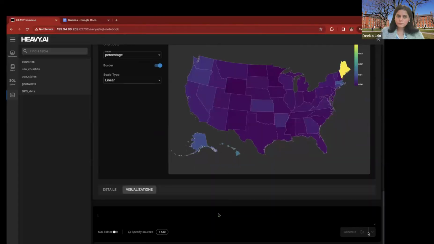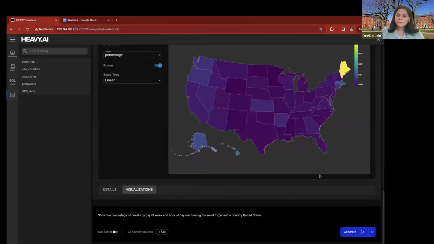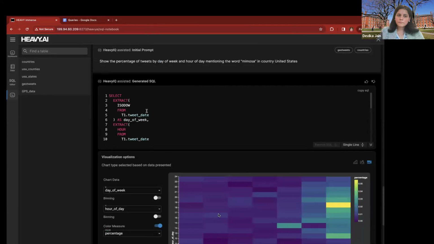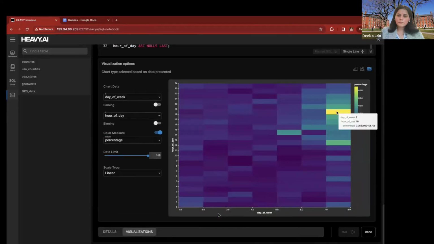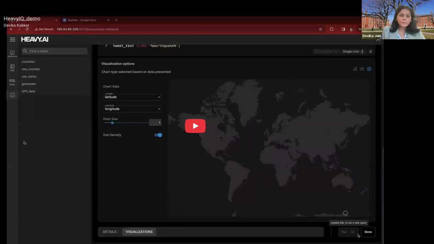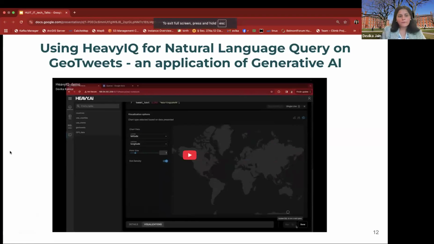Getting to a slightly more complex query, we can do spatial temporal queries such as asking the percentage of tweets by day of week and hour of day mentioning the word mimosa in United States. Here you see the complex query that is generated with the spatial temporal joins, and also the visualization which shows that the word mimosa lights up on Twitter around Sunday afternoon. This is the kind of capability that we are working on to enable more and more people to start using big geospatial data sets using Gen AI.